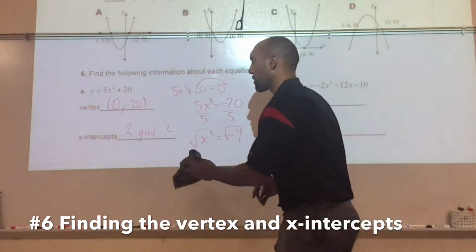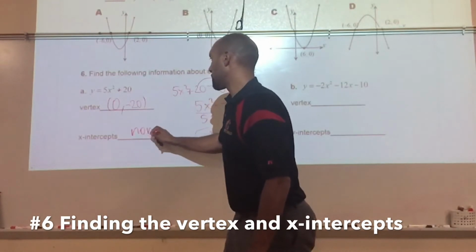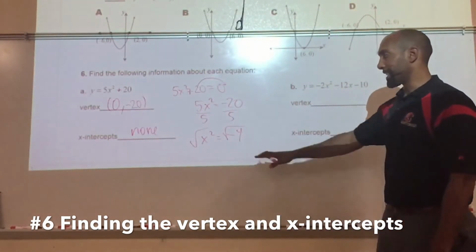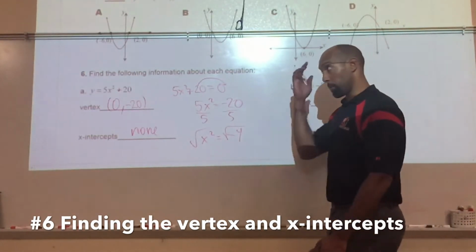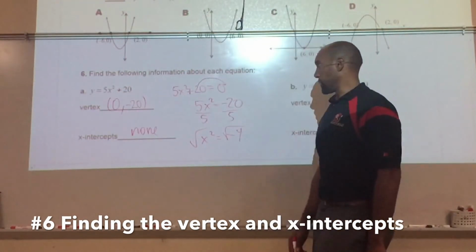So in this case, there is no x-intercept. So I'd say none, or 0, or there's no solution, no answers, right? If you get a negative number in the square root, you're done, okay? So as soon as you see a plus here, you already know it's none, okay?